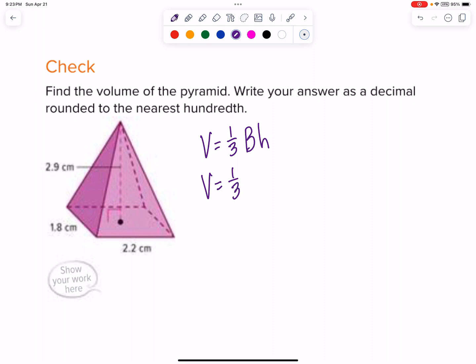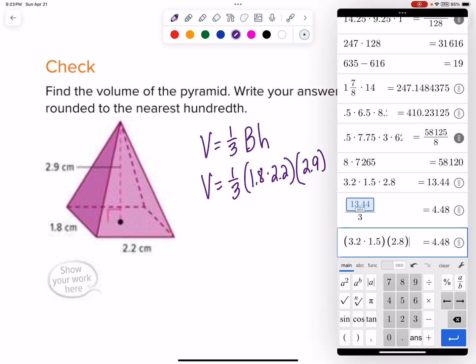So 1/3, and then area of the base. Look at what the base is. It's just a rectangle, so we're doing length times width. So 1.8 times 2.2. And then what's the height of the pyramid? It's 2.9 centimeters. Okay, so let's go ahead and plug this in.